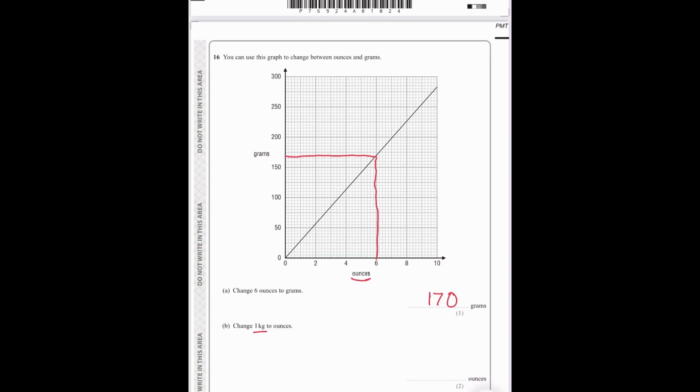Now change 1 kilogram to ounces. 1 kilogram isn't on here. It only goes up to 300. But if we take 250 grams here, that takes me down here. So 250 is 8 ounces. So if we times this by 4, that gives me 32 ounces.